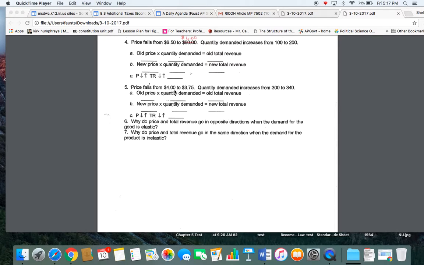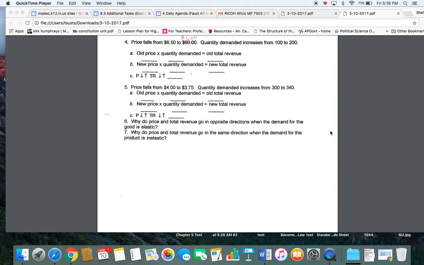And then this last one, our old price is $4 and our quantity demanded is 300, so 400 here. Quantity demanded of 300, which gives us a total revenue of 1,200. Our new price is 3.75, and our new quantity demanded is 340, and our total revenue is going to be 1,275. So our price is going down. We're going to circle the down arrow. Our quantity demanded actually goes up, so we're going to circle the up arrow. Arrows go in opposite directions, and so that is elastic.